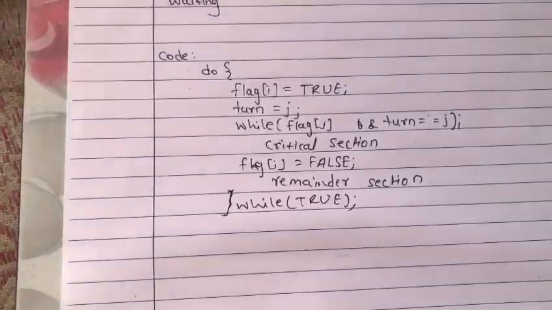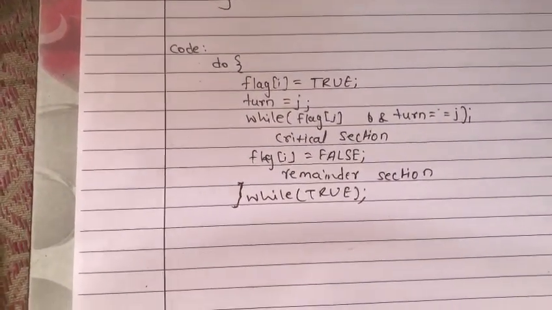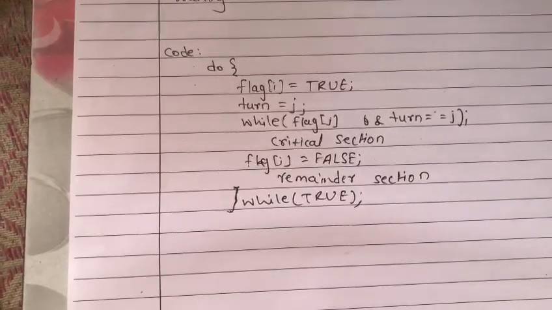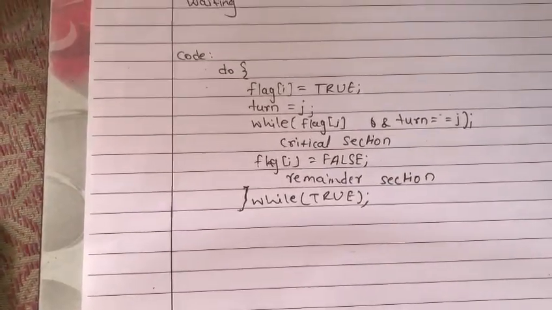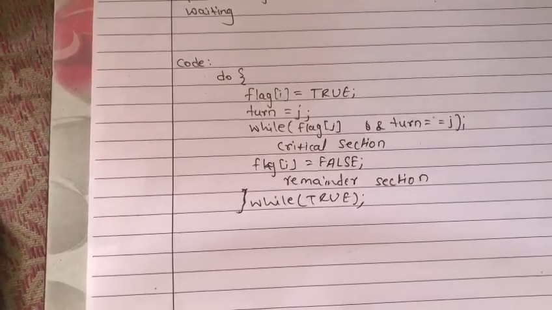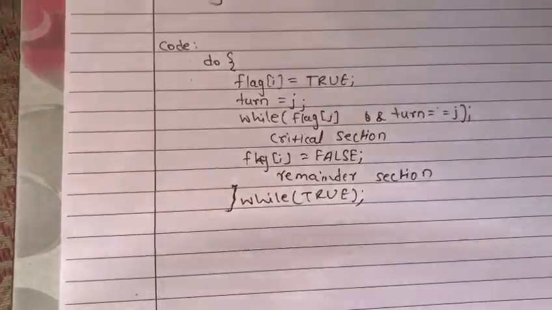Algorithm for process i. There are three requirements. First, mutual exclusion is preserved. Second, the progress requirement is satisfied. Third, the bounded waiting requirement is met.